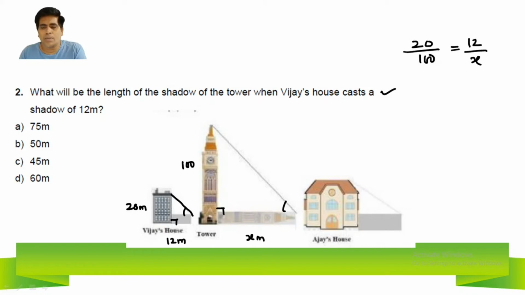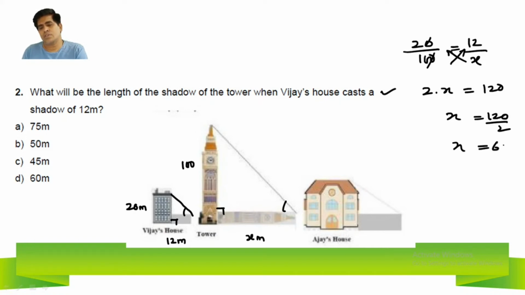So cross multiply and check it. Before that you can cut the zeros here. Cross multiply it now. So 2 into x is equal to 120. This goes here, this goes here. So 2x is equal to 120. So x is equal to 120 by 2, so clearly x is equal to 60 meters.